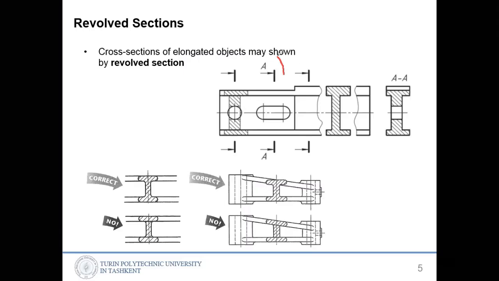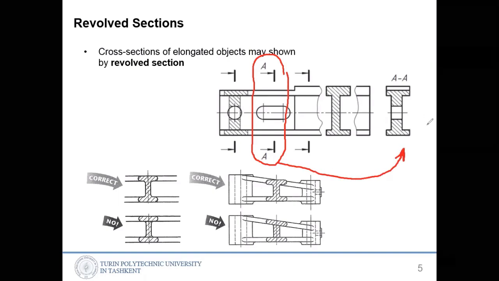In this example, we did the cutting. This we call removed section. We're cutting with the AA plane, and we are removing the cross section of this area to some place on the side of the drawing. So how it looks when you cut, it looks like this. That is what we call removed section.